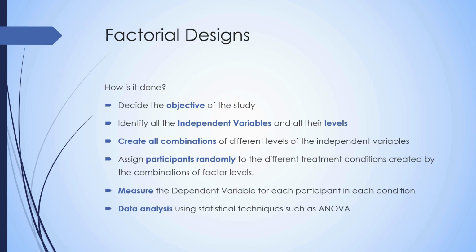Now let's see how is it done. How do we study using factorial designs? The first step would be to decide the objective of the study. So let's go ahead with the same objective that we have been using, for example, to study the effect of therapy and drug on depression score.